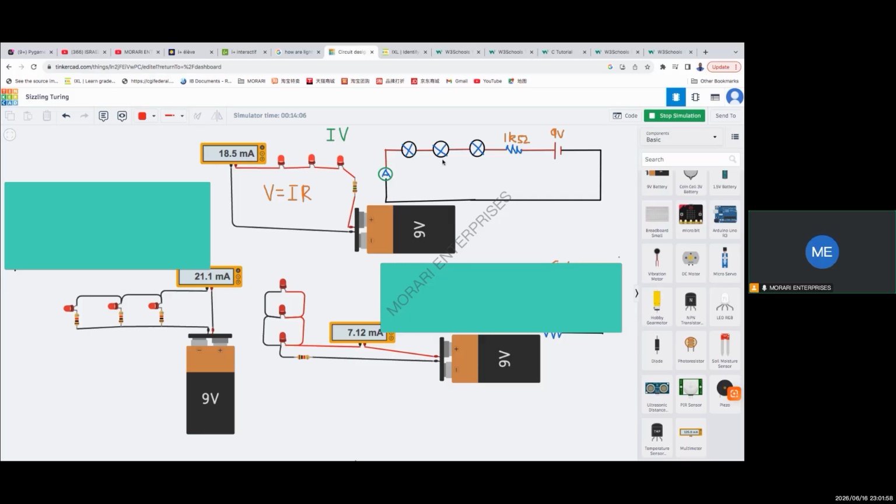But we'll get back to 1 kilo ohms because we want to use 1 kilo ohms across the board and compare brightness in different ways of connecting three light bulbs. So this is in series and the brightness is very poor. Now let's go to the second case, this case here. Look. All right, so bear with me.